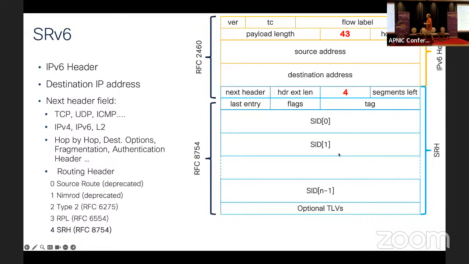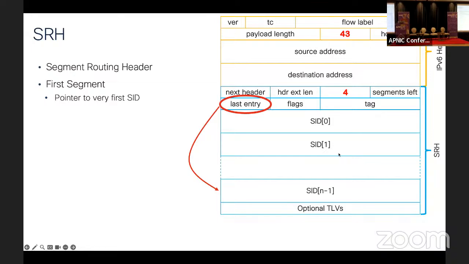And unlike in MPLS, we have a different concept of moving along those SIDs, right? So we don't pop them. We have pointers in the header. There is a kind of less important field, which is called last entry. And last entry is actually a pointer to the last SID in the SID list. Well, last SID actually means first SID, the first SID which will be used on the routing path.